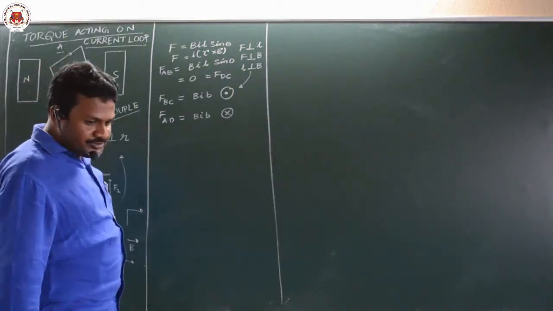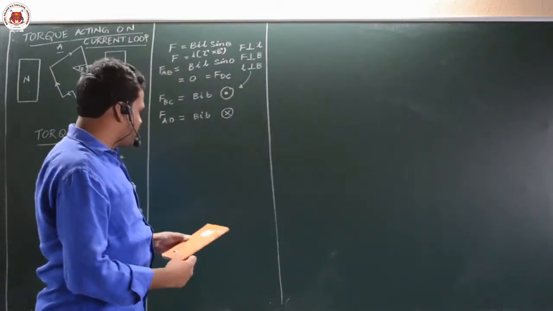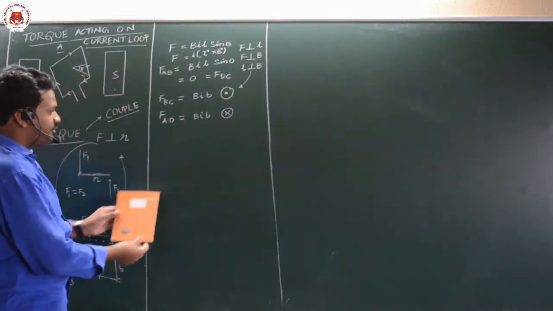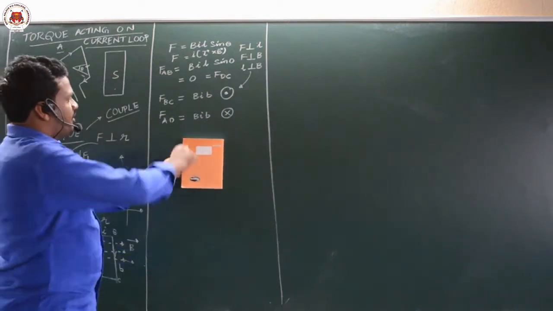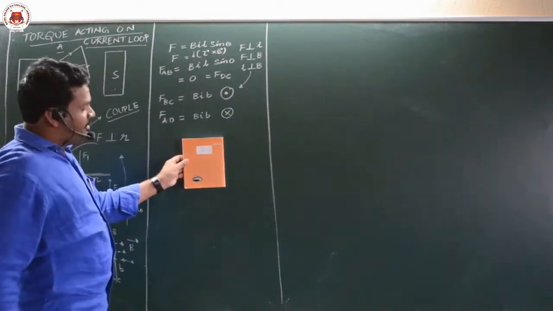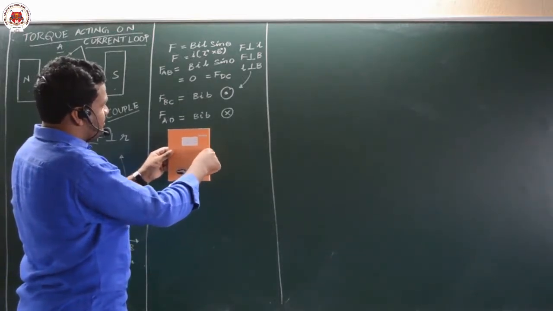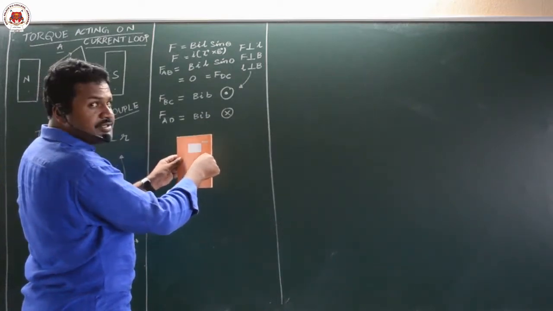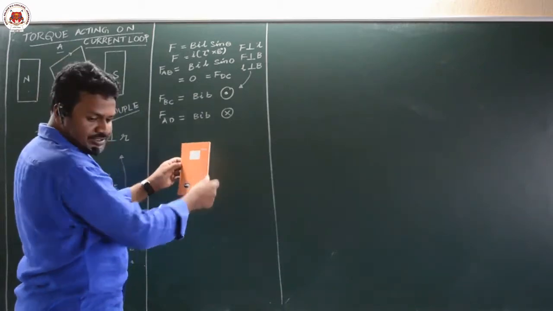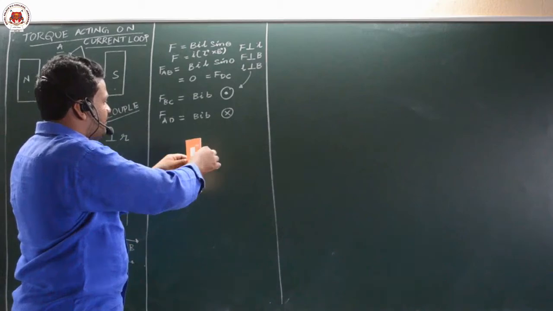So what happens now? For your understanding, let us take this notebook as the loop. This is the loop present here. Here there is no force. Here there is no force. There is force acting on this side, which is acting outwards like this, and there is force acting on this side, which is acting inwards like this. That means one force is out, one force is in.